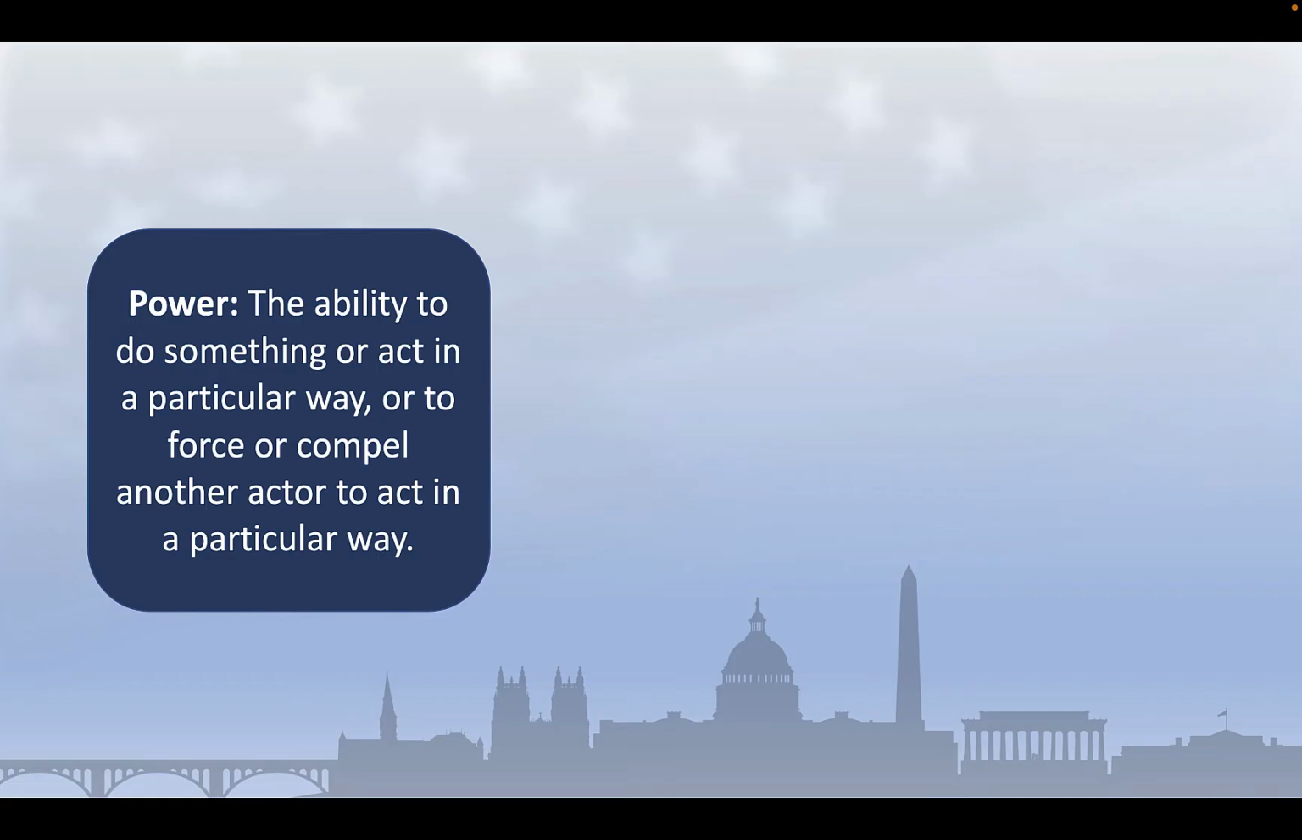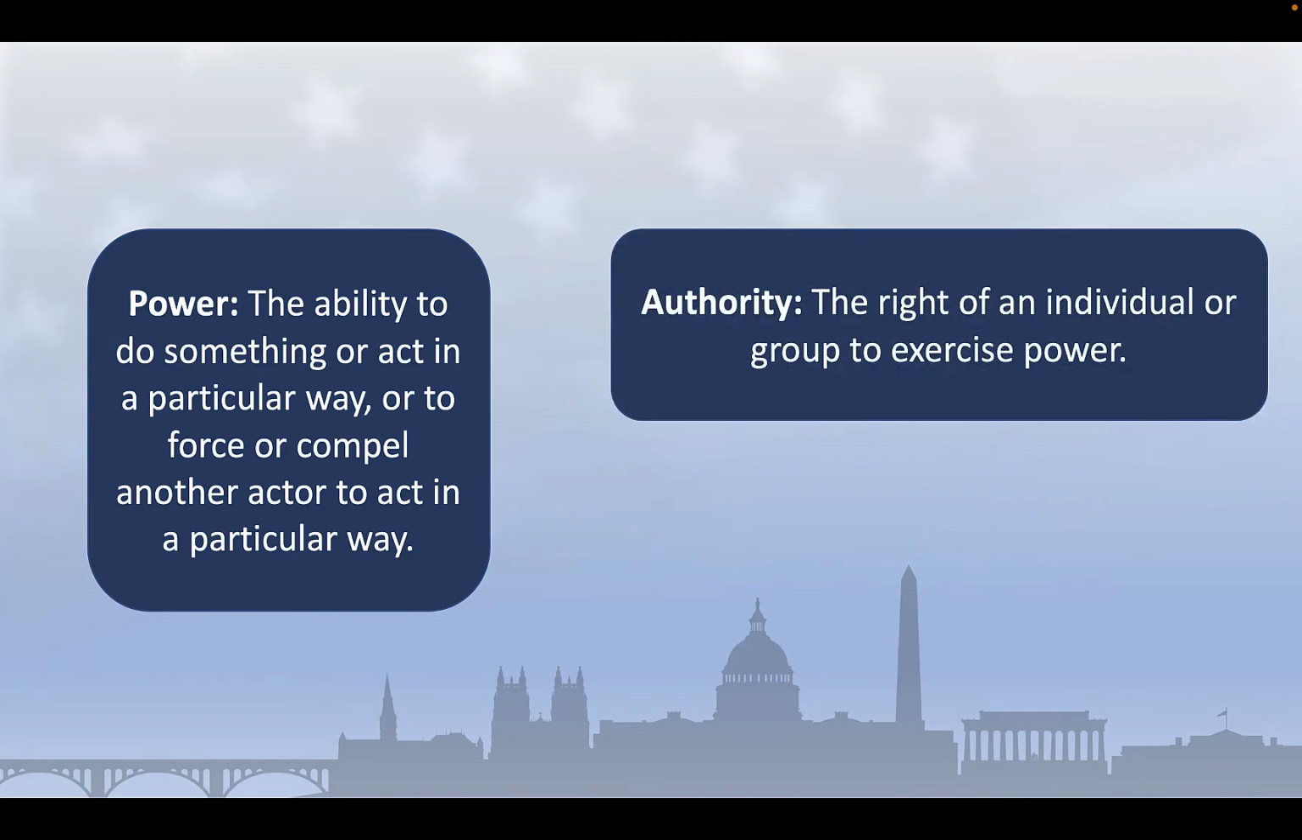But if power is the ability to do something or compel an actor to behave in a particular way, we might think of authority as the right of an individual or group to exercise that power. Importantly, the idea of authority does not necessarily mean that such rule is accepted. That's the concept of legitimacy, which we'll get to in a few minutes. Authority is only that it's authorized. Authority, in other words, connotes an acceptance of the right of that individual or group to make decisions or to issue directives, that is, to exercise power.